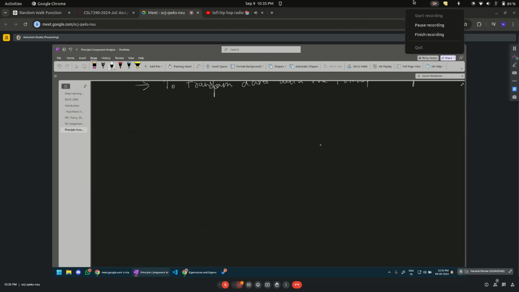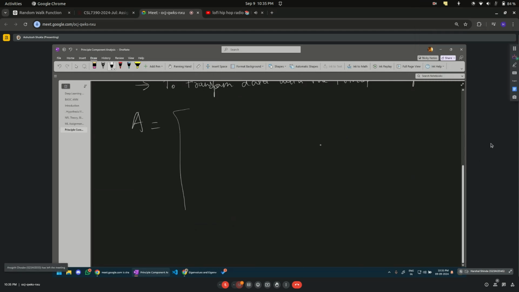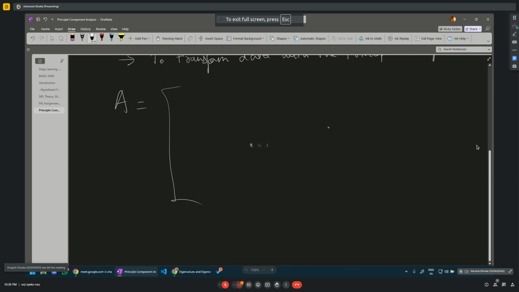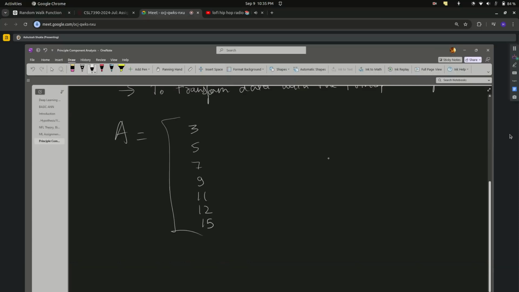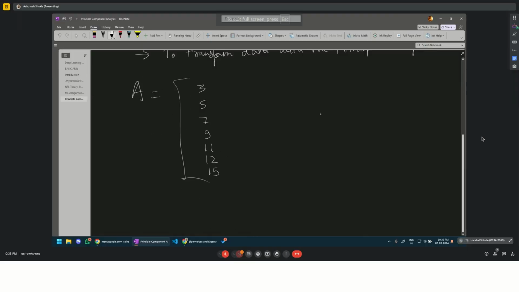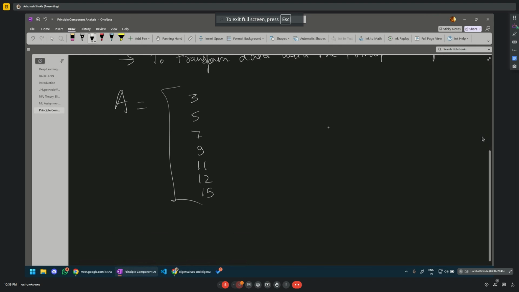Let's see, let me make a matrix A, which is say something like 3, 5, 7, 9, 11, 12, 15, and that is x-axis for us, and the y-axis will be something like 5, 8, 9, 8, 10, 15, 20. So this is like x-axis point and this is y-axis point, right?